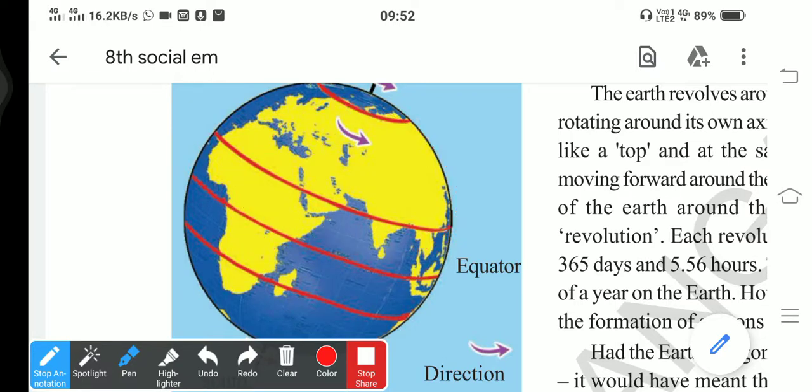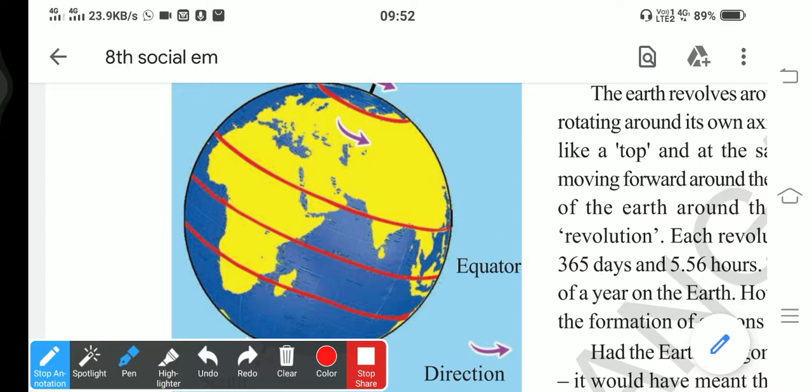Then Asia is there. Asia also moves around this axis one time. In this way, all the parts, all the continents, that means all the places on the earth's surface move around its axis one time. That is what we call one day.